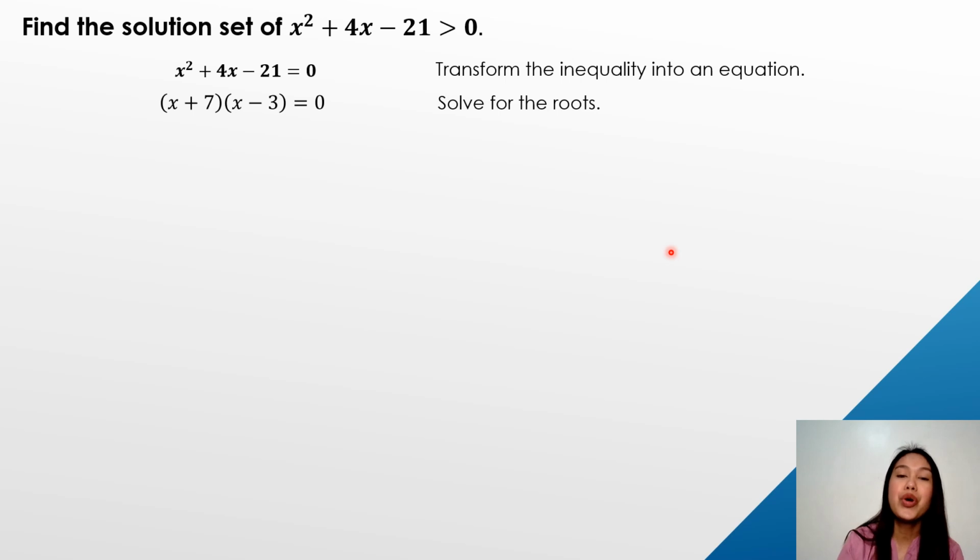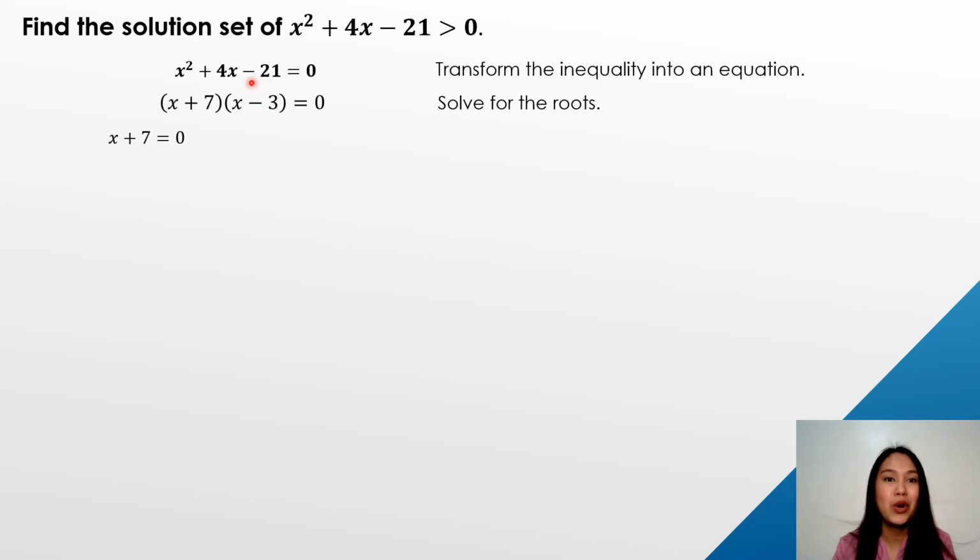Now after that, we're going to solve for the roots. Since this is a quadratic equation, you can use any method that we have discussed before where you are comfortable. You can use factoring, completing the square, or the quadratic formula. That's okay with me, as long as you identify the roots, or the values of x. Here, I identified the roots by factoring. I factored x squared plus 4x minus 21, and I have x plus 7 and x minus 3 as the factors of the quadratic equation.